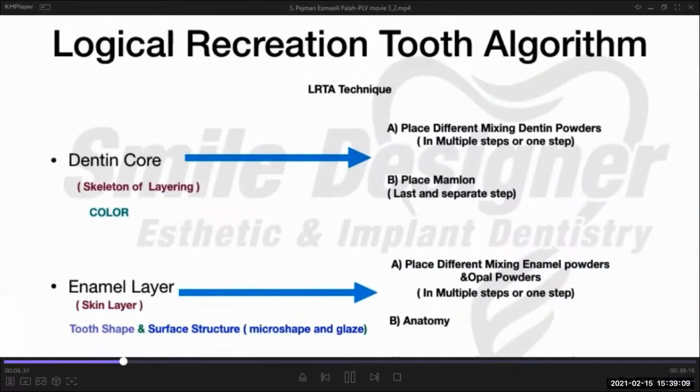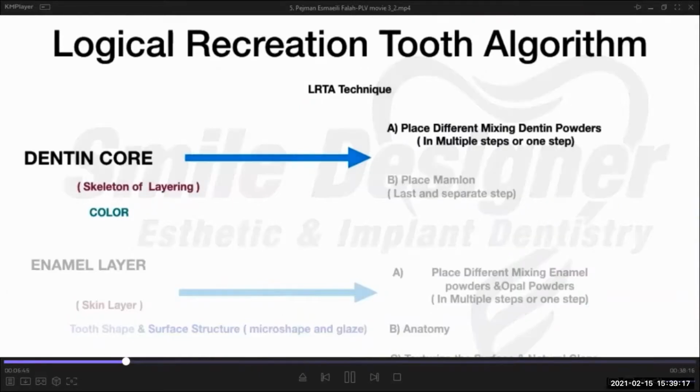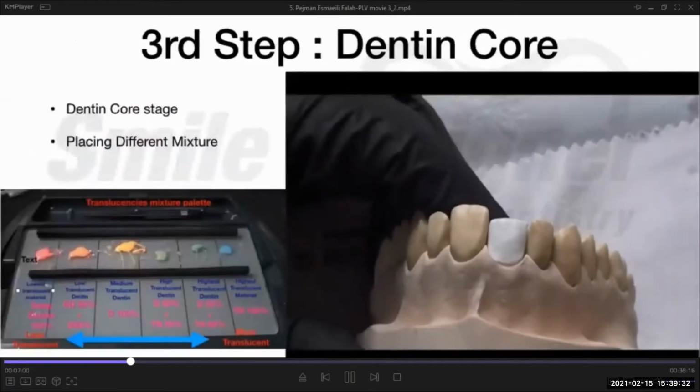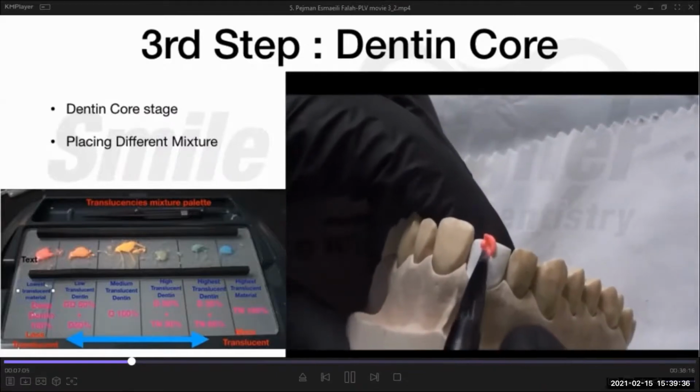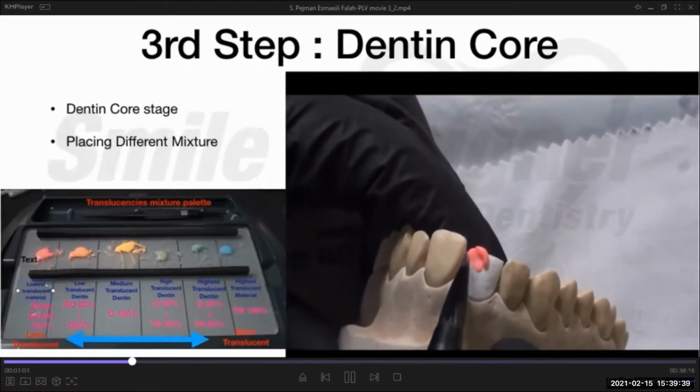We talked about this slide in the previous lecture. For reconstruction of teeth with ceramics, we need this algorithm. The first step of this algorithm is applying different mixing dentine powders in multiple or one step. For time reasons, in this video, I applied dentine mixtures in one step.